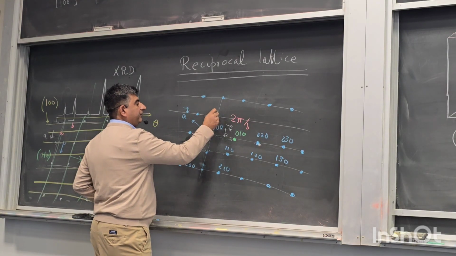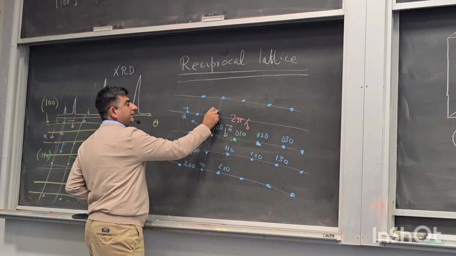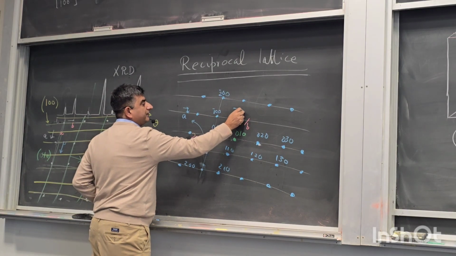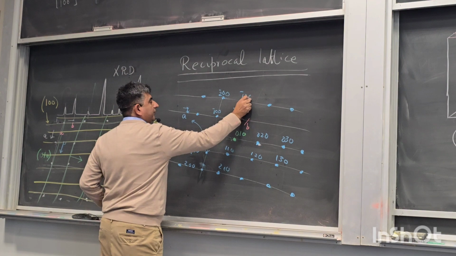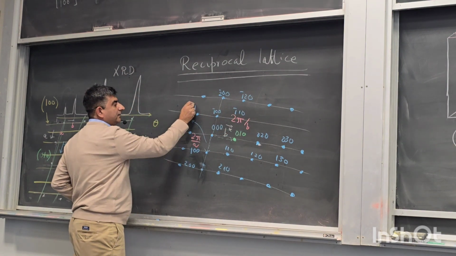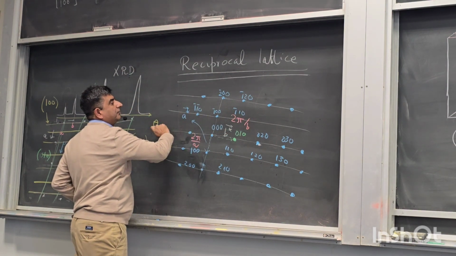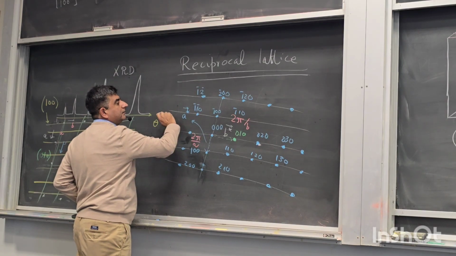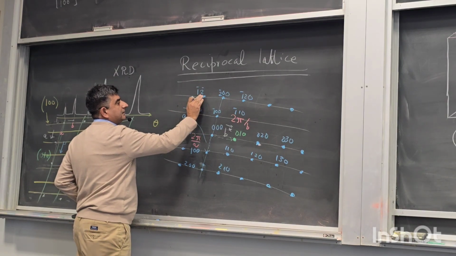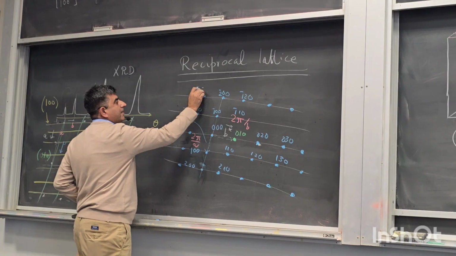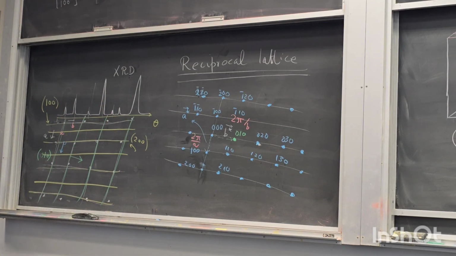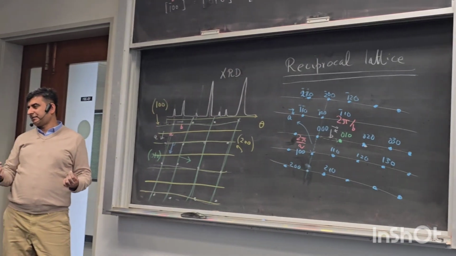This point here will be 1 bar 0, 0. 2 bar 0, 0. This point will be 1 bar 1, 0. 1 bar 2, 0. This point here will be 1 bar 0, 1 bar 2 bar, 2 bar 1 bar 0 and so on. So all of these points in the reciprocal space will have a particular index.